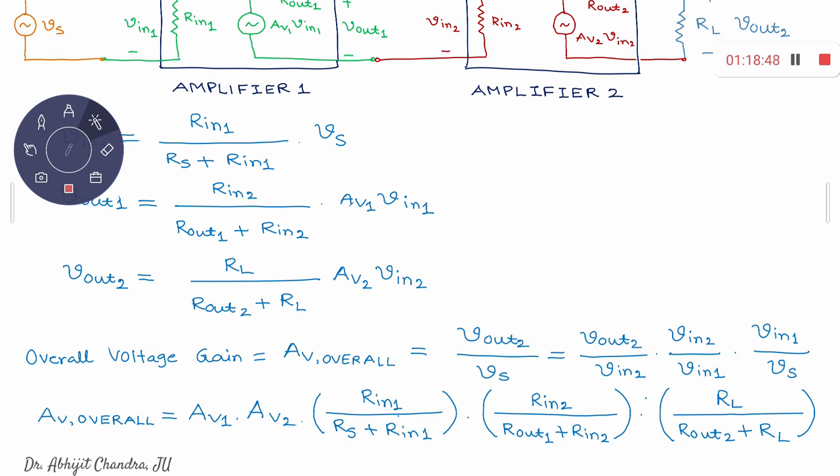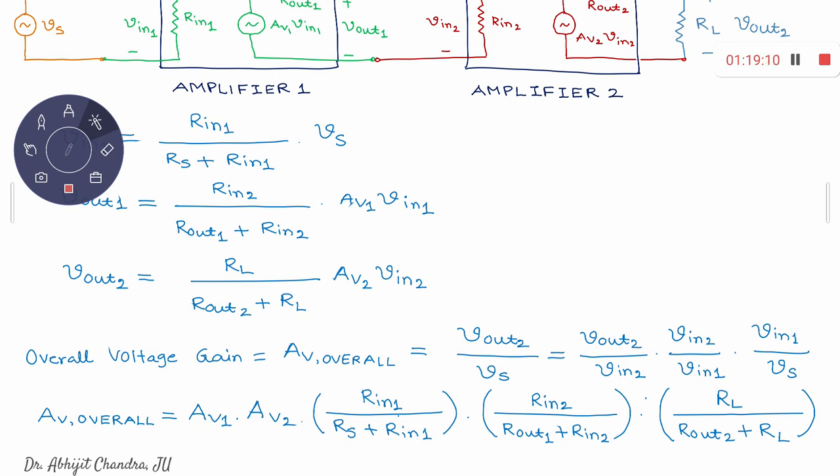Each of them is less than one. The maximum attempt that you can do is to make them closer to one, but it can't be higher than 1, can't be equal to 1, isn't it? So this is less than 1, this is less than 1, this is less than 1. So their product is obviously less than 1. So this is less than AV1 times AV2.